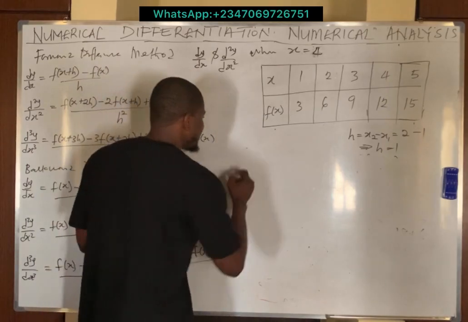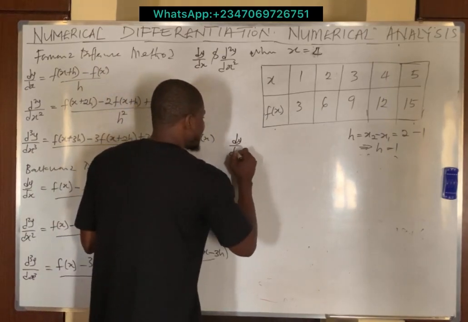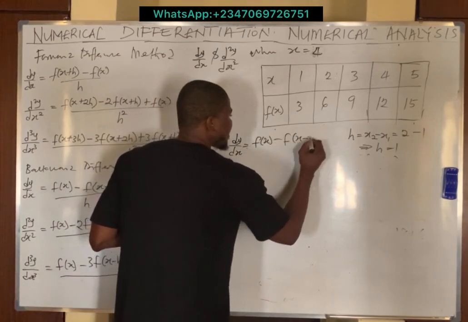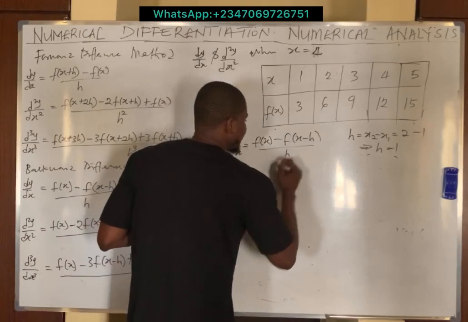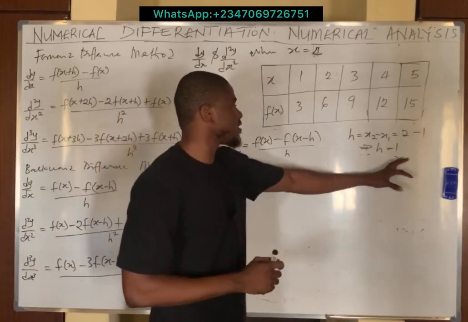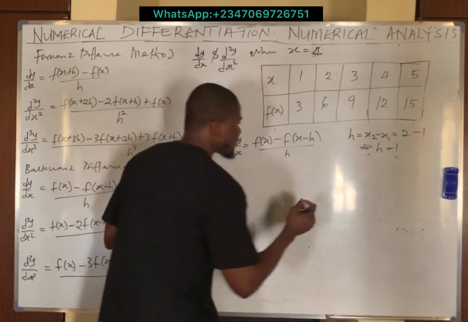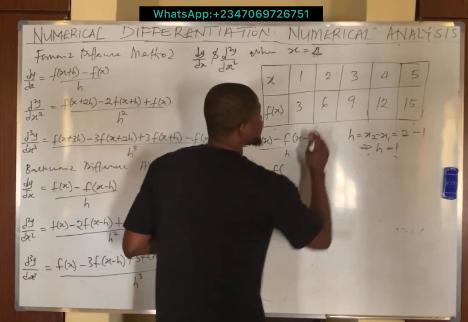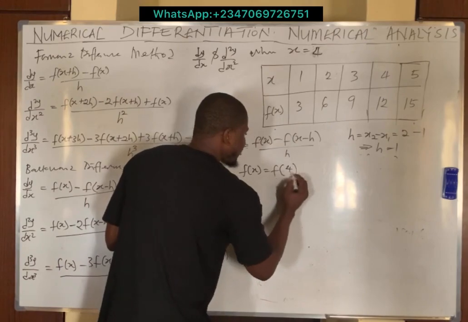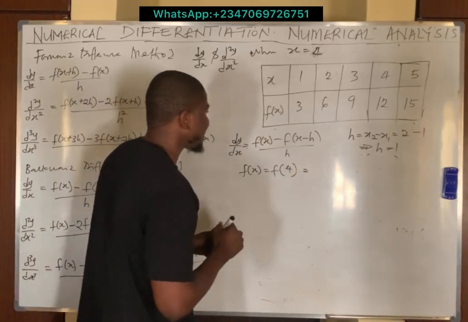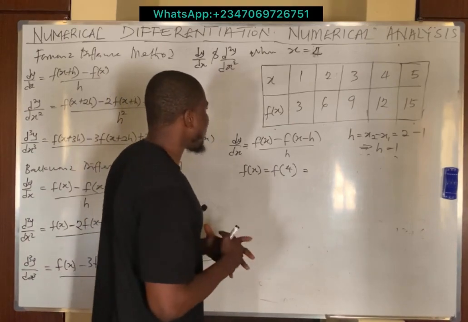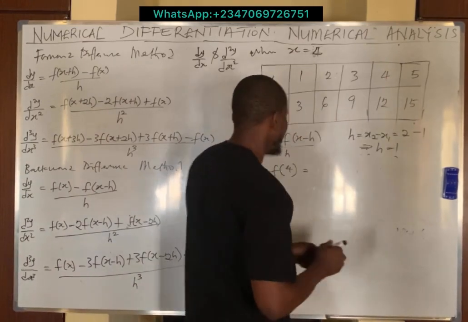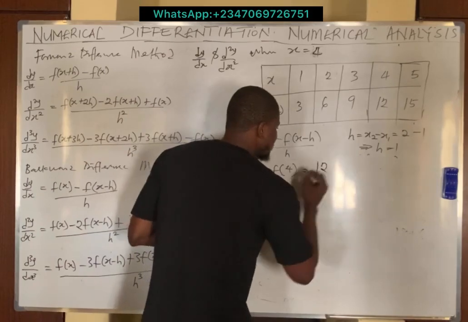For the backward difference, remember the formula: dy over dx, the first derivative, becomes f of x minus f of x minus h, all over h. We know what our h is. We found the value as 1. We also know what f of x is. f of x is f of the point, which is 4, so it becomes f of 4. What is the value of y when x is 4? When x is 4, the value here is simply 12. So f of 4 is 12.